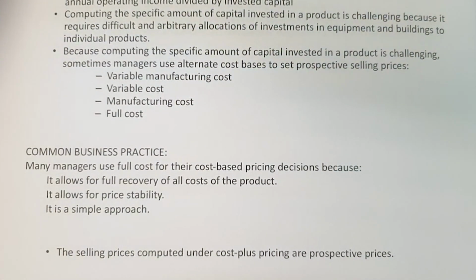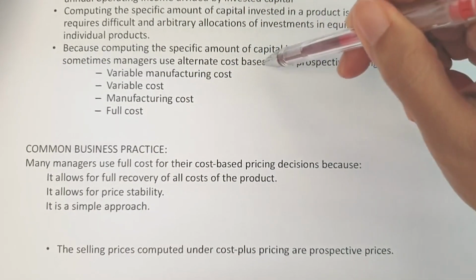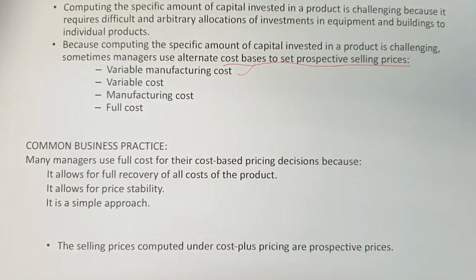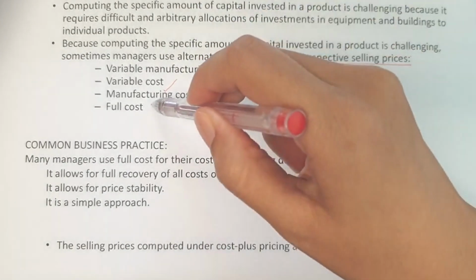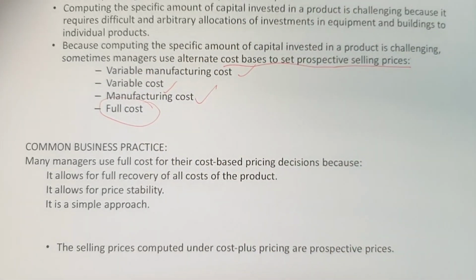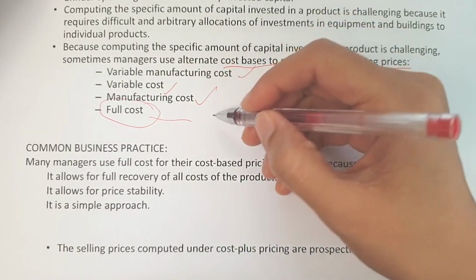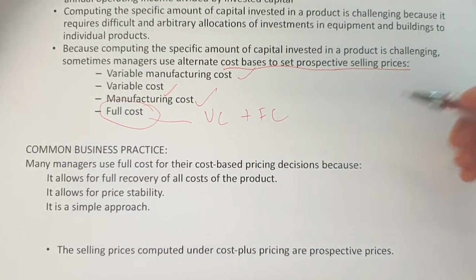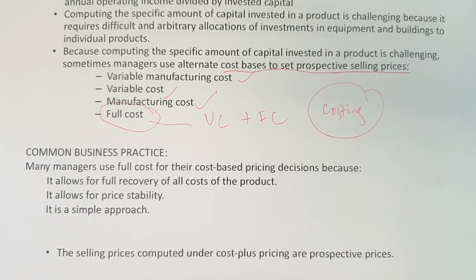Sometimes the basis they use is variable manufacturing costs, sometimes just variable costs, sometimes manufacturing costs, and most of the time, obviously, the full cost. The full cost is where you consider both variable costs and fixed costs in the costing calculation of the cost of the products.